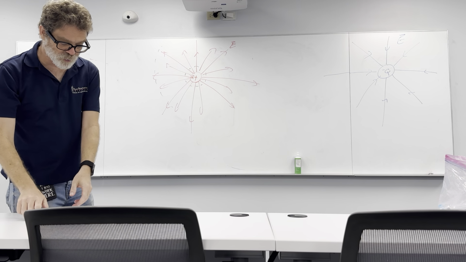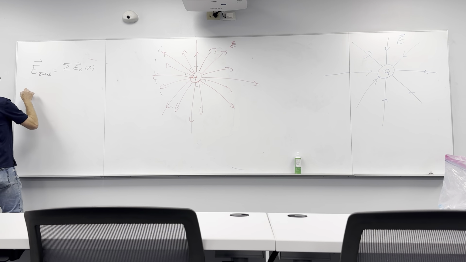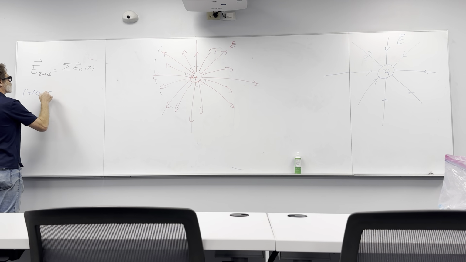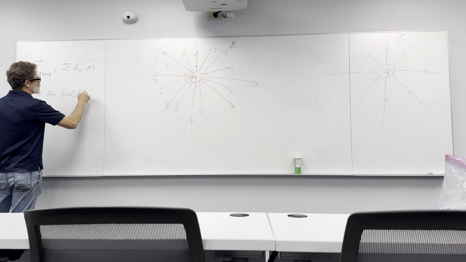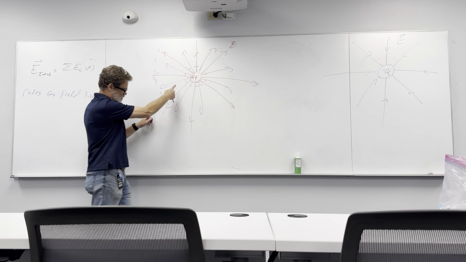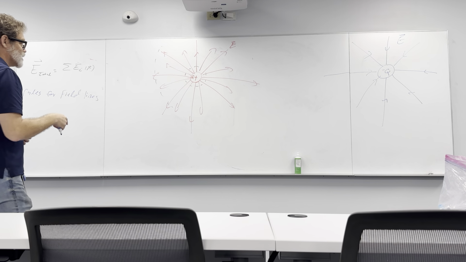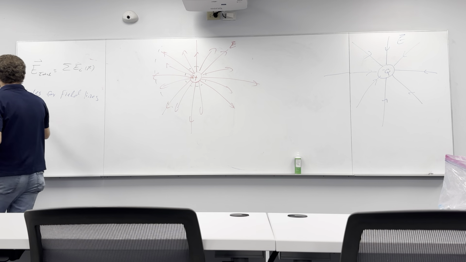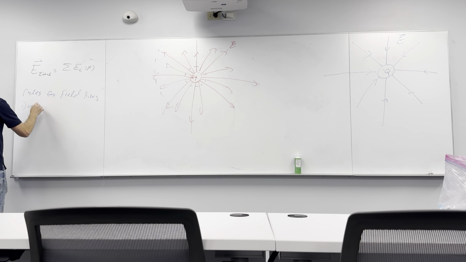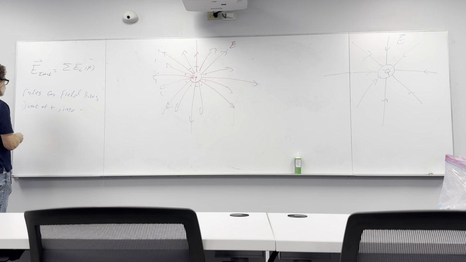Okay? So there are some rules for field lines. Are you ready for this? Rules for drawing a field line. These are called field lines here, these arrows. Field lines can do some things. Well, first, they come out of positive and go into negative. So that's kind of the first rule. Out of positive, into negative.